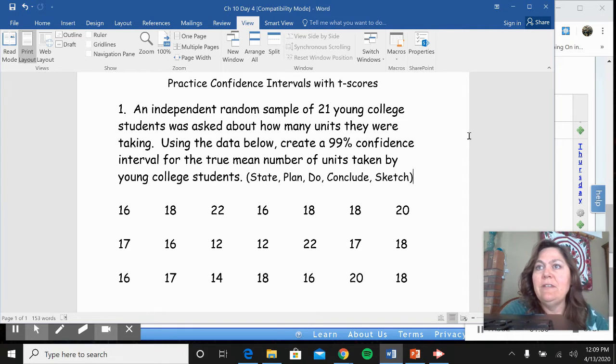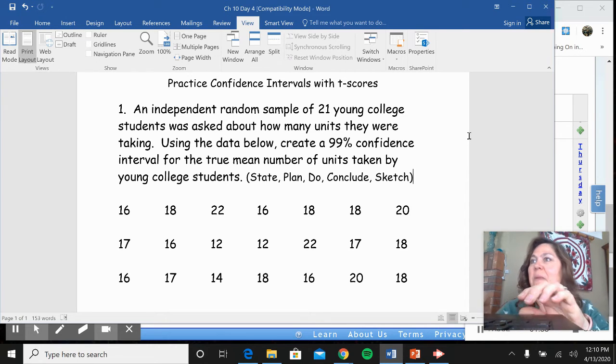State, plan, do, conclude, sketch is always a part of all of our work that we do with confidence intervals. So state the problem, and the parameter must be in that. Plan out your 3 conditions of SRS, normality, and independence. Then do the work and write a conclusion and sketch your drawing. At this point, I'm going to pause and let you do that work and put some answers into Edpuzzle.